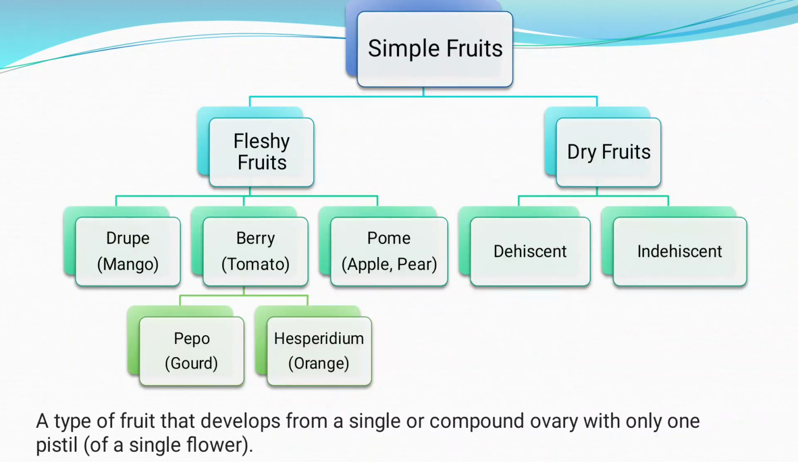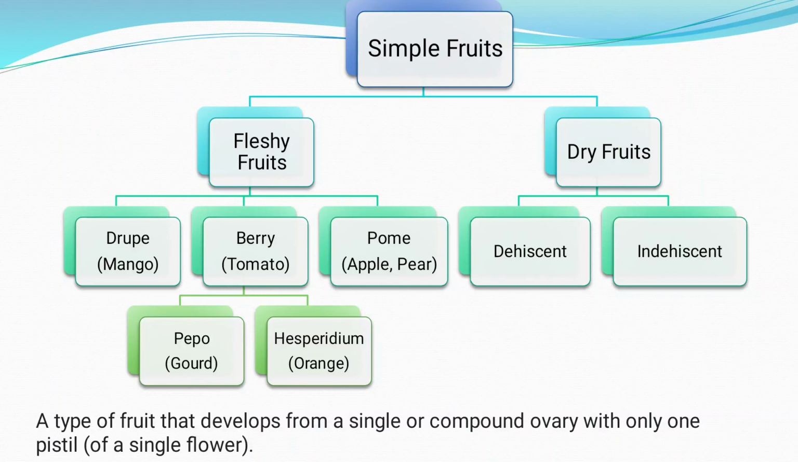First we will understand what simple fruits are. A simple fruit is a type of fruit that develops from a single or compound ovary with one pistil or single flower. We can also call it a carpel.